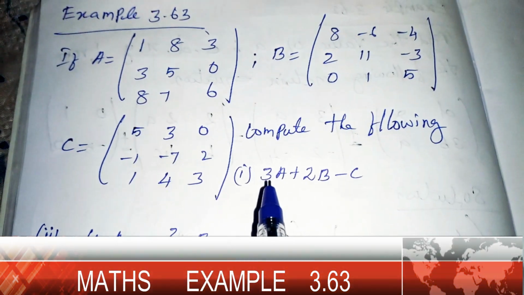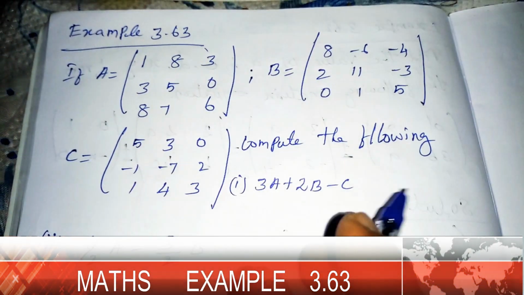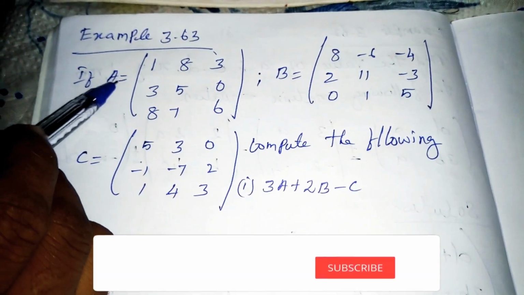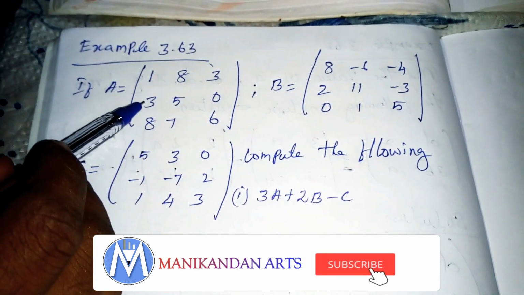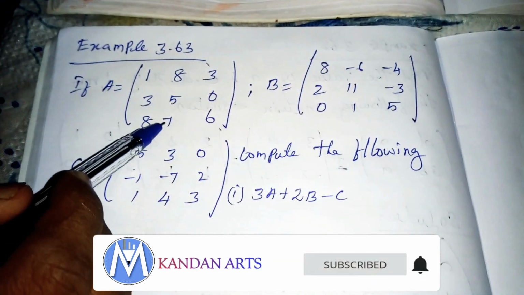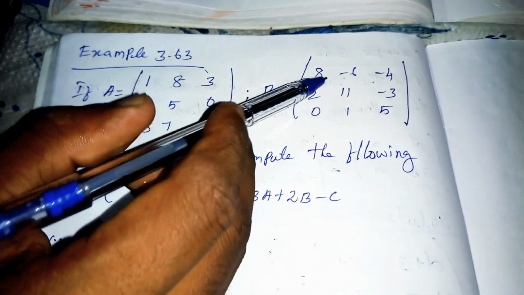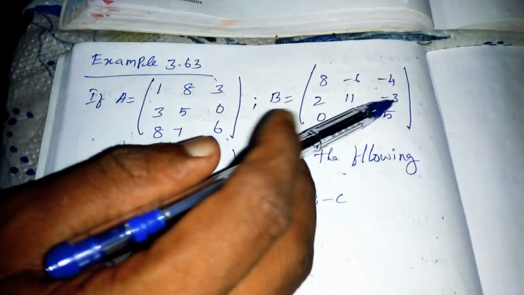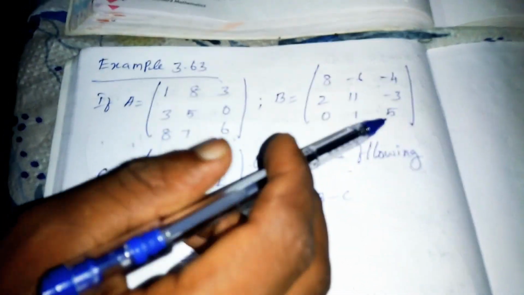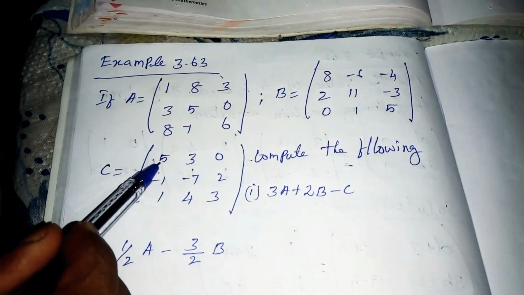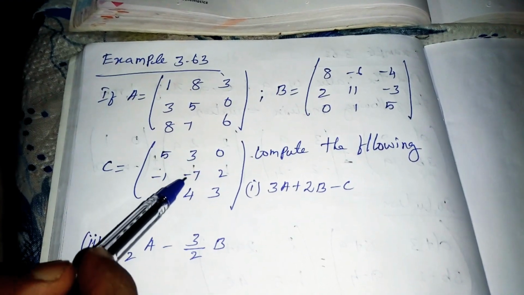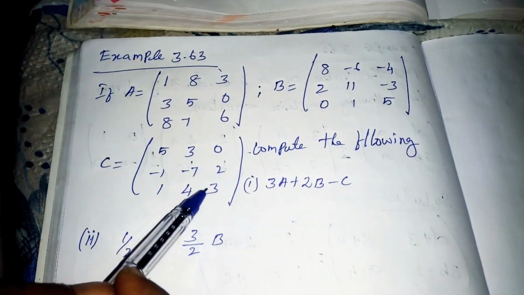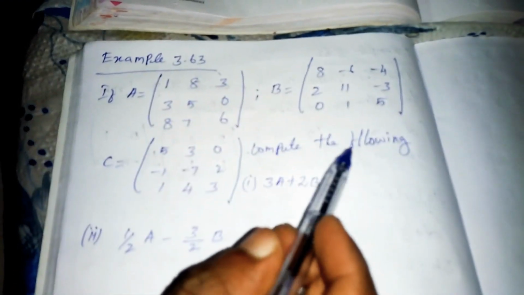Yes, algebra example sum 3.63. If a equal to 183,350,876 and b equal to 8, -6, -4, 11, -3, 0, 1, 5 and c equal to 530, -1, -7, 2, 1, 4, 3, compute the following.